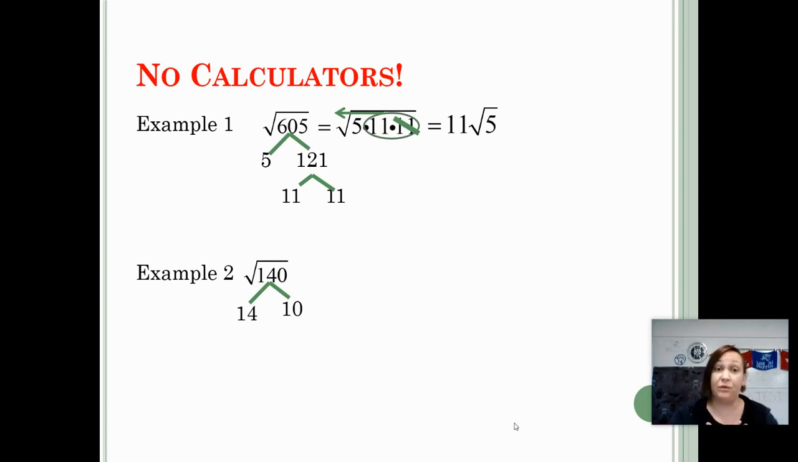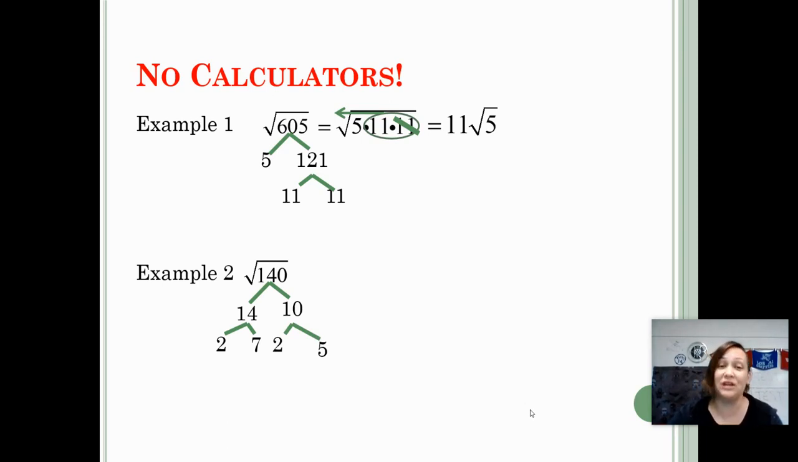Me personally, I probably would have done 2 and 70, right? And then 2 and 35, and I kept going like that. But 14 and 10 is fine. Now, neither of these are prime, so I am going to have to split them both. So 14 can split into 2 and 7. Now, those are prime. And 10 can split into 2 and 5. Those are also prime.